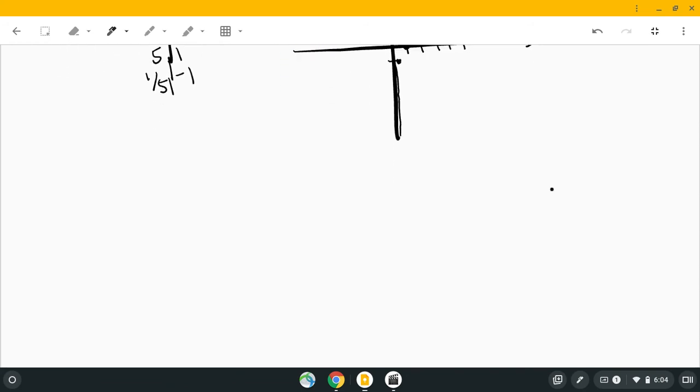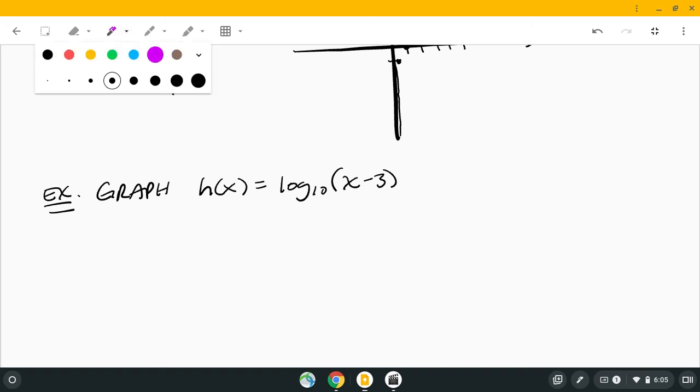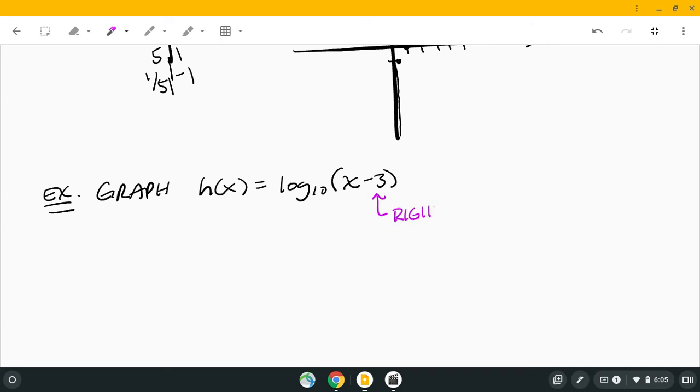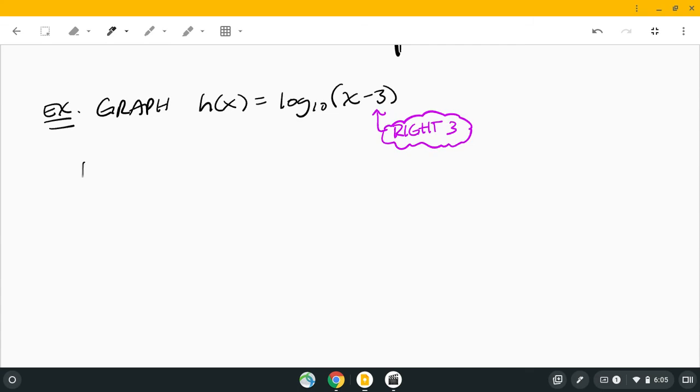All right, and let's take a look at this transformation. Let's graph h of x equals log base 10 of (x minus 3). So now in this case, our graph will shift right 3. Let's go ahead and get a table going of the parent function, y equals log base 10 of x.